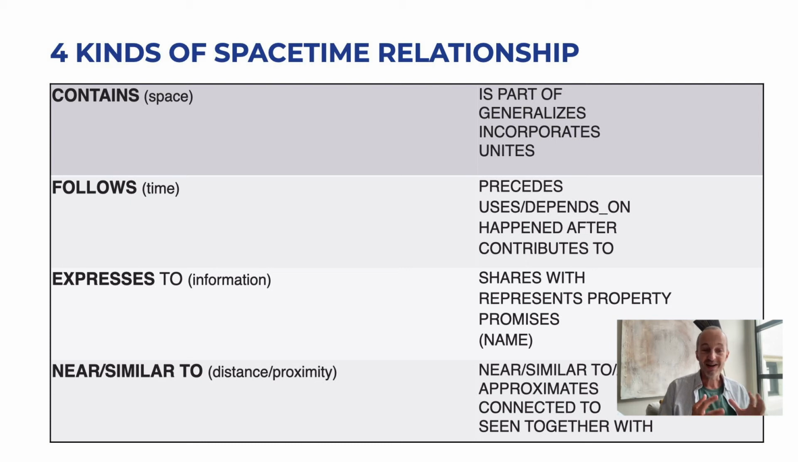And then we have time, which is essentially sequence. So does this event precede another event? Does it come before? Is causality taken care of? This causes that. This depends on that. This happened after that. And then each of these locations can also express certain information, services, properties, and so on.